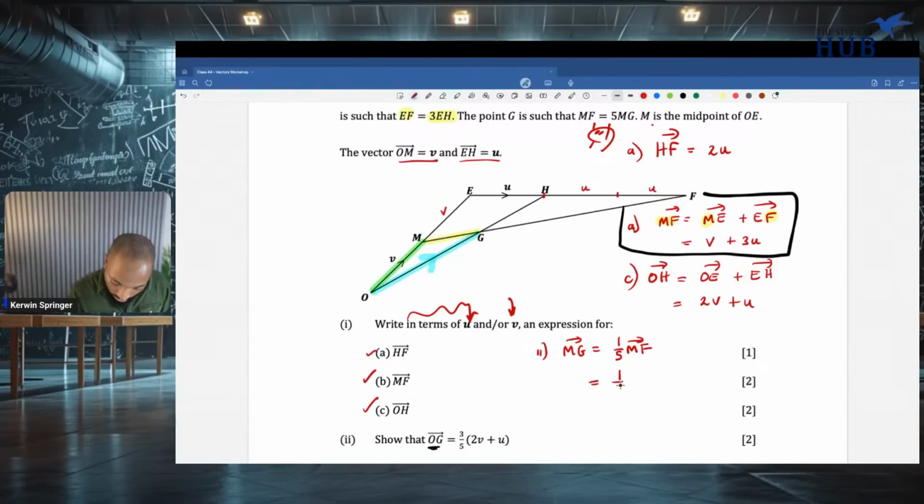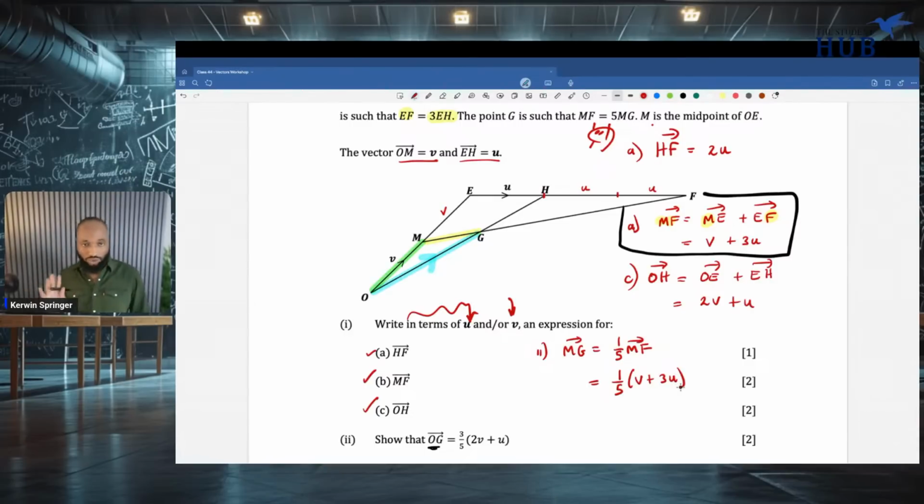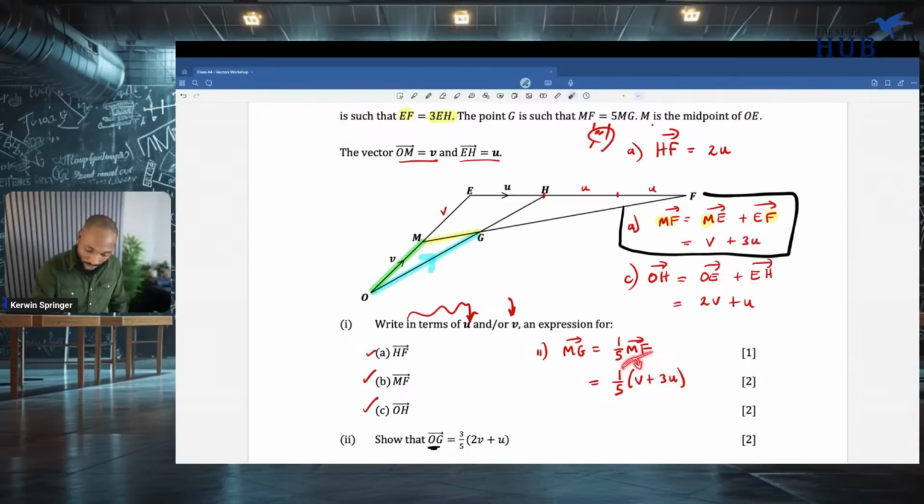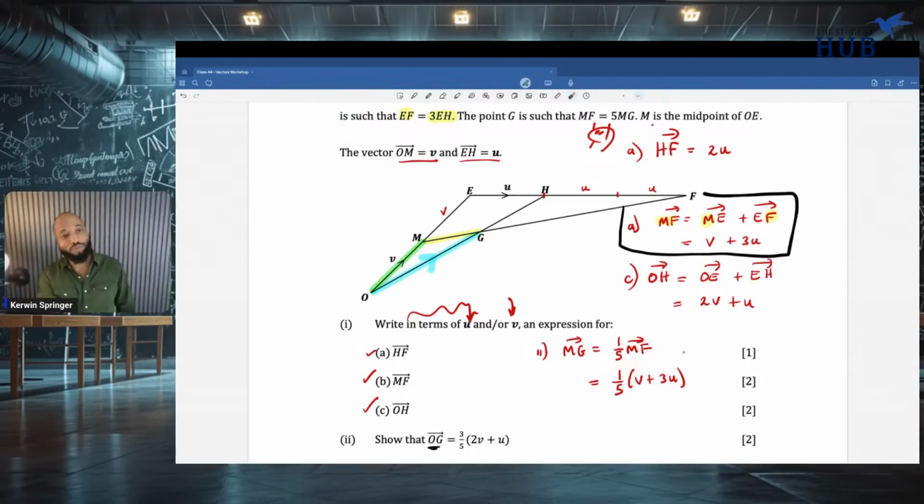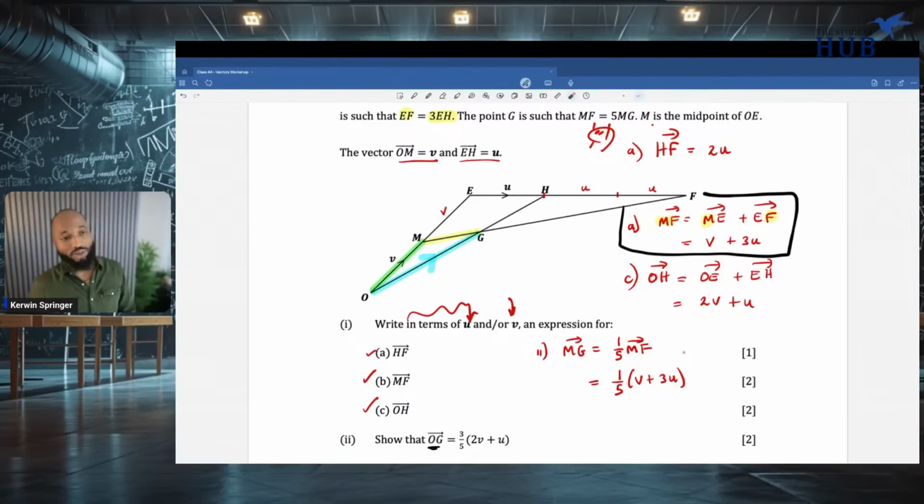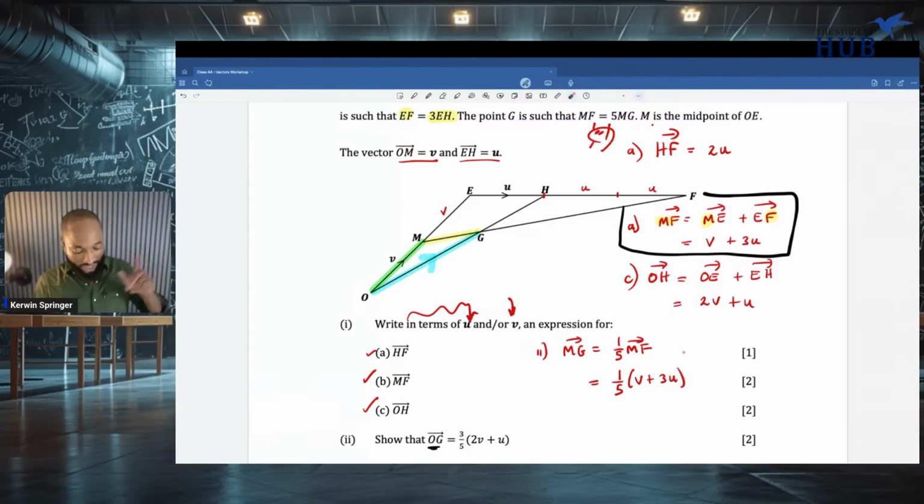Which means it's 1/5 of V plus 3U. Don't while it up yet. Trust me, just leave it. By "while it up," I mean, for those of y'all who are not from the Caribbean, don't distribute it. Distributing in the math textbook is called whiling it up. Don't while it up. So leave that just so, because we just figured out MG.